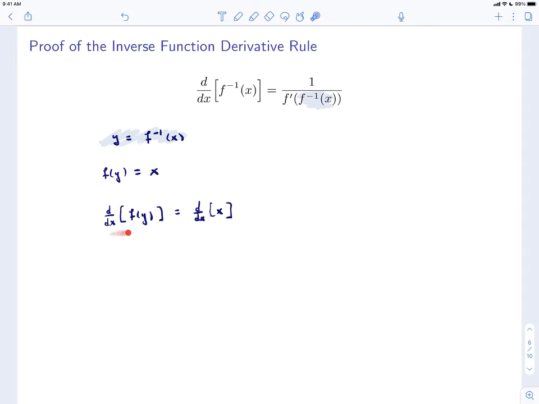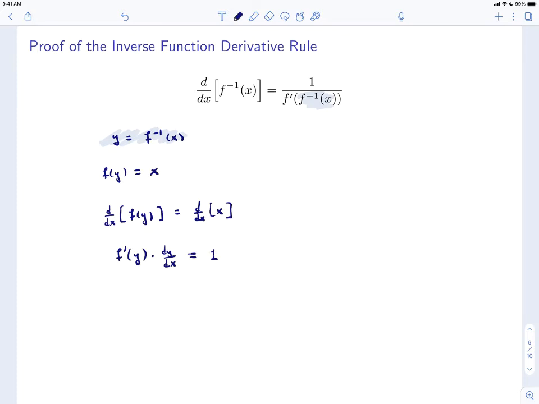So this must be well defined. So in other words, we can compute the derivative. So it's the derivative of f at y, but we're computing the derivative with respect to x, so we have to use the chain rule. So the derivative of f is f prime at the inside function, but then we have to multiply that by the derivative of the inside function with respect to x. And this is equal to the derivative of x with respect to x, which is just 1.